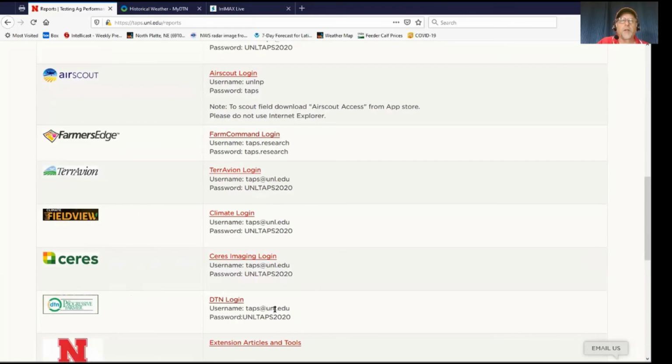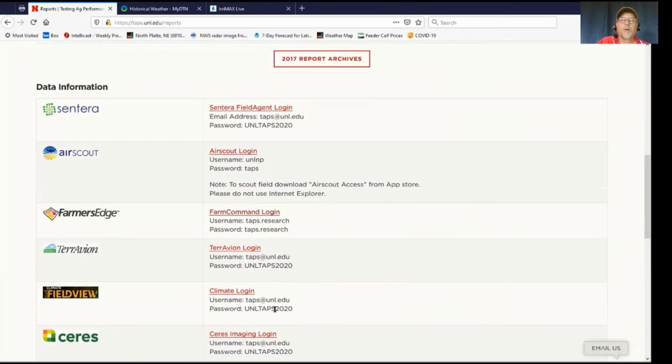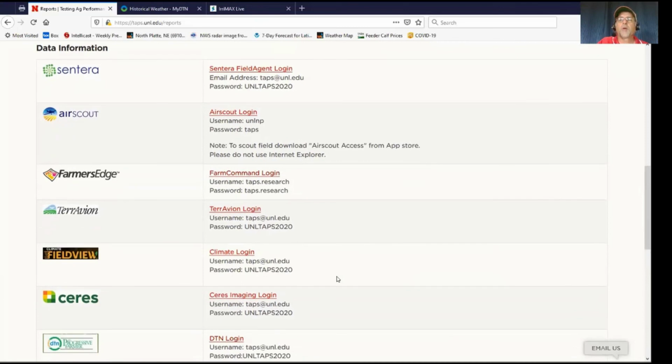So feel free to go to these websites, look at what information is available, play around with it, get comfortable with it, and determine if this is something you can use on your operation to help you be more efficient. Again, using the technology that we have available to help you be more efficient in terms of water and nitrogen, but ultimately more profitable.